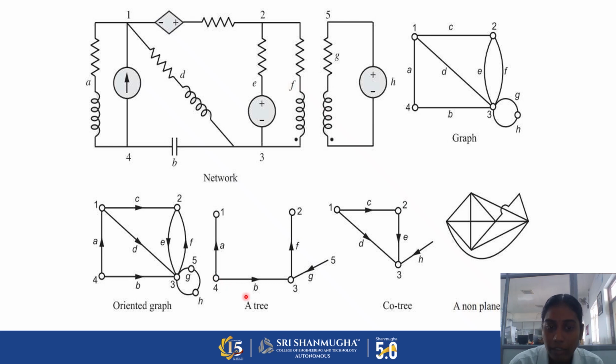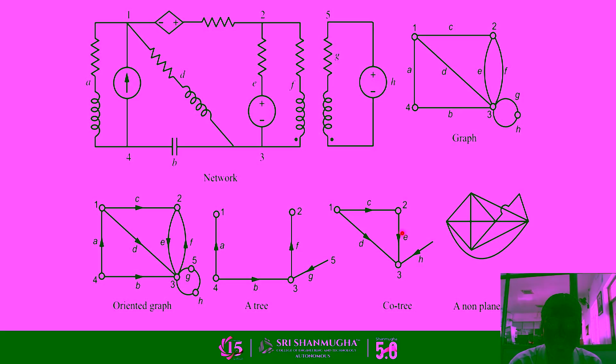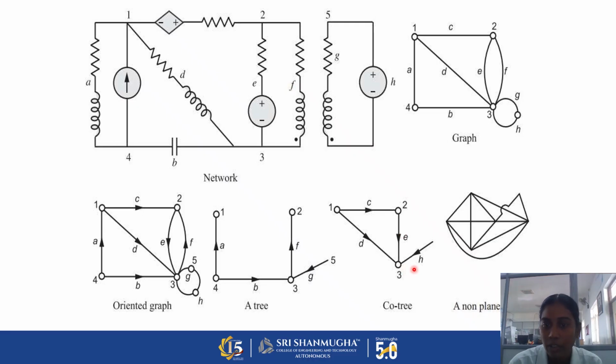In that, the tree structure means the tree should have all the nodes, but all should be open branches. Then cotree means other than the tree structure, the leftover branches are called the cotree. So this is the non-planar.